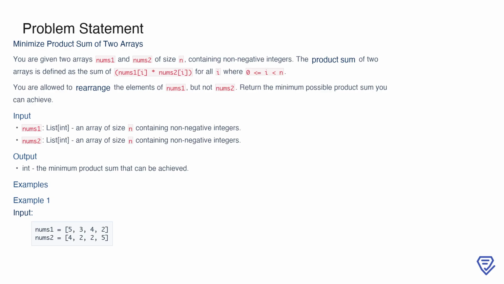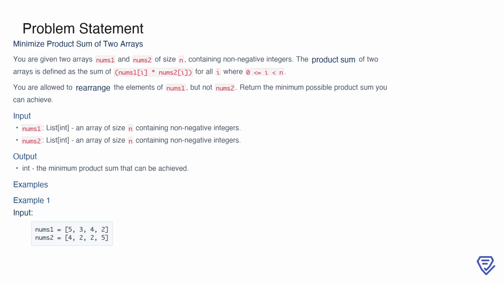both of size n. The product sum is calculated as the sum of the products of corresponding elements from the two arrays, specifically, nums1[i] * nums2[i], for all indices i from 0 to n-1. The twist here is that while the elements of nums2 must remain in their original order, we are allowed to rearrange the elements of nums1. The goal is to determine the smallest possible product sum after rearranging nums1.